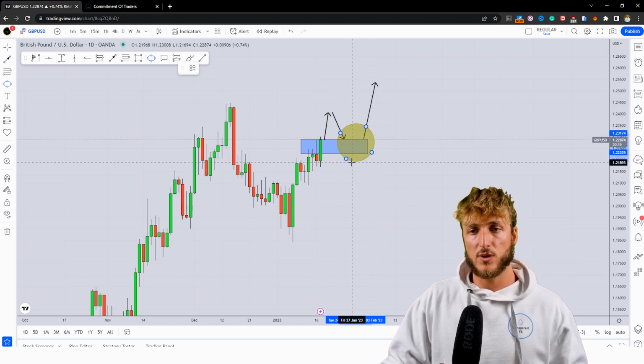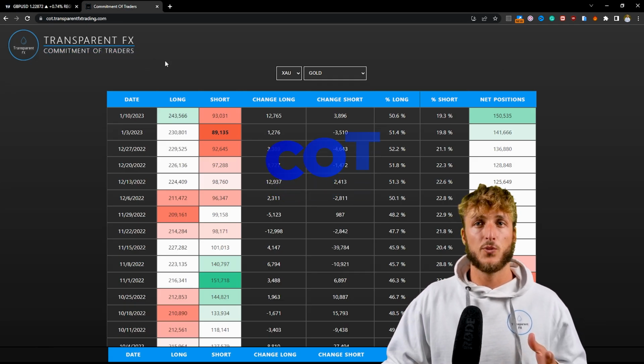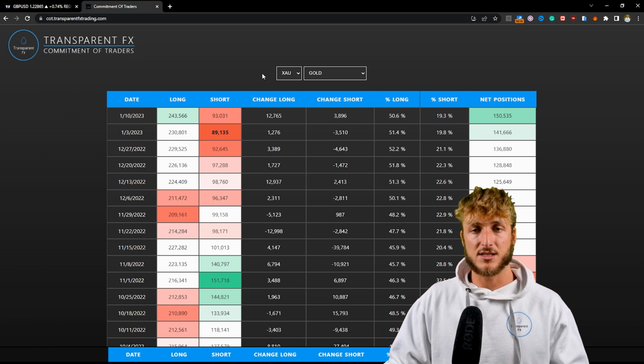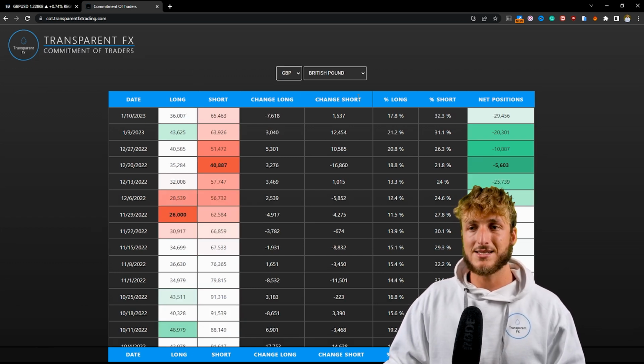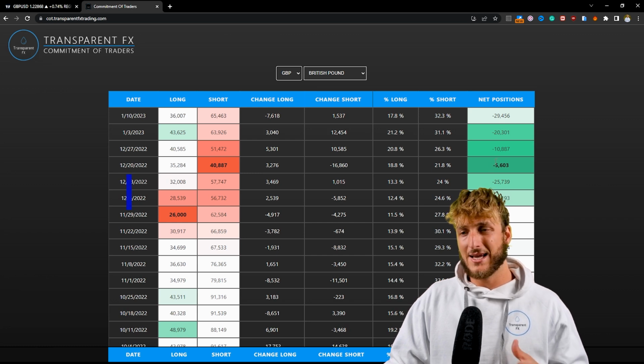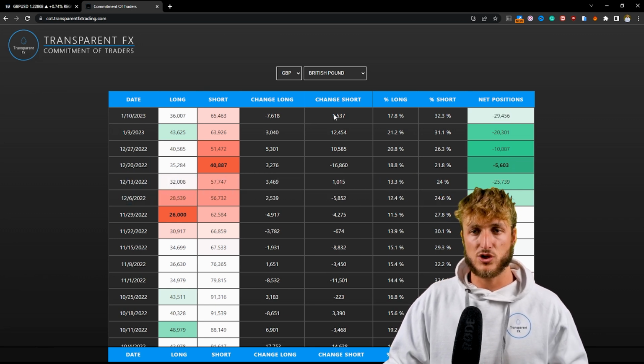Now, if we go and see what we have when it comes to the Commitment of Traders, so the COT data, which is what the non-commercials, so the biggest speculators in the market, which are hedge funds, are doing, what we can see is that on the pound with the last reports, net positions have slightly started decreasing. We went from minus 5k to minus 29k net positions, with 1.5k shorts added to the last report and 7k longs getting closed. So we don't see massive shorting.